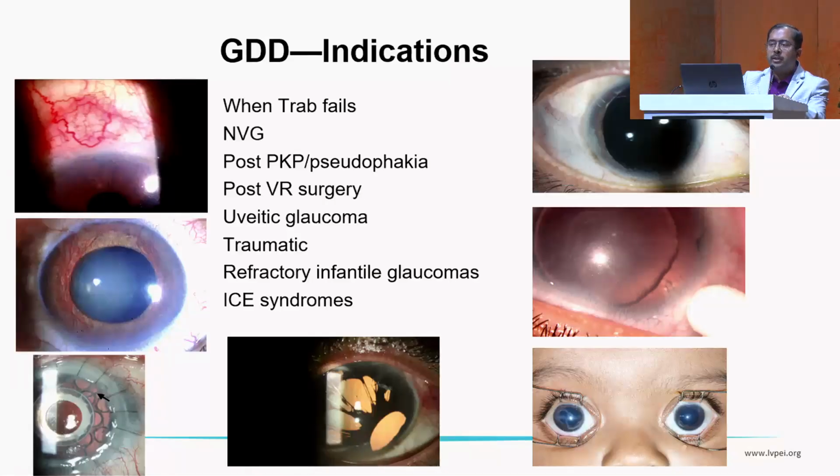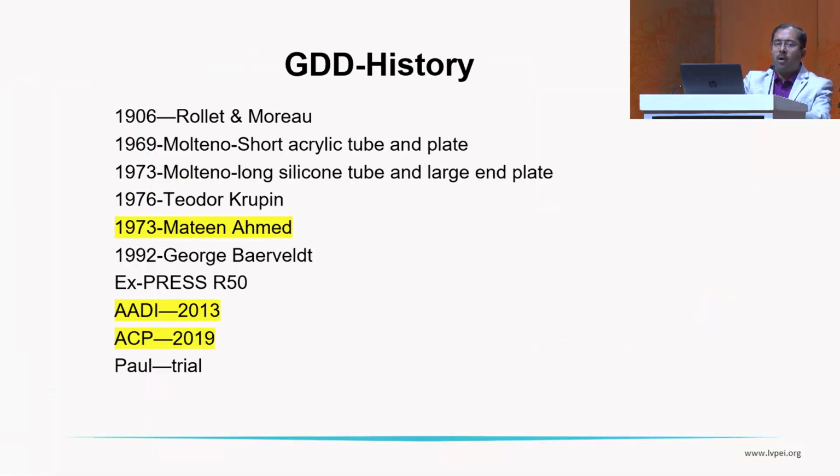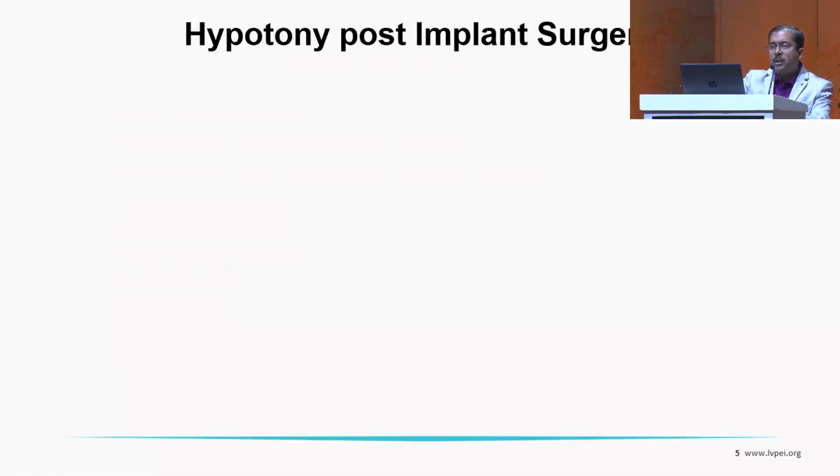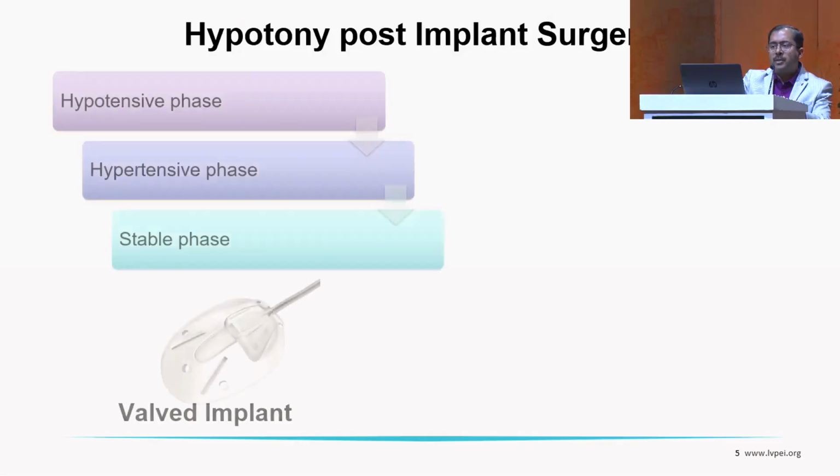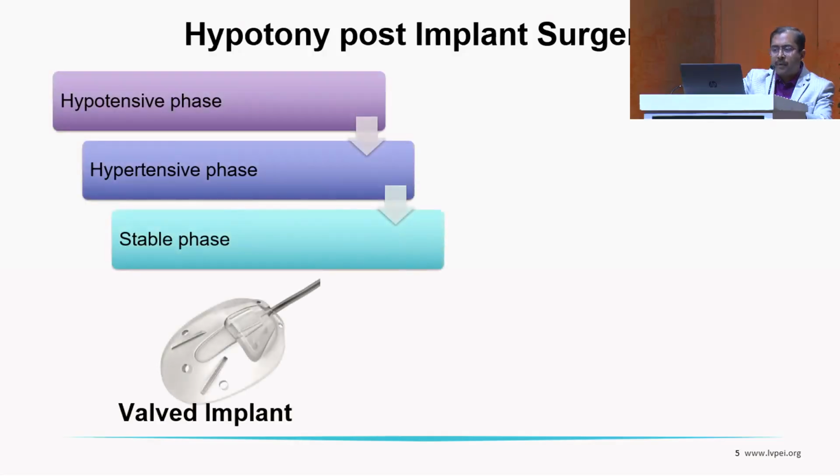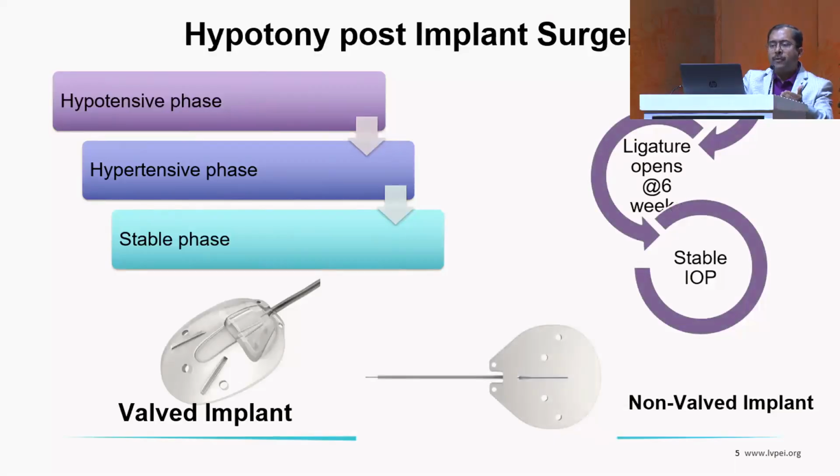the GDDs, like difficult glaucomas, such as neovascular glaucomas, failure of traps and other difficult glaucomas. The GDDs have evolved over a long history from 1906 to recent inventions like the Ahmed ClearPath and the Paul implants. Hypotony is one of the difficult challenges in post-implant surgeries, and different implants like the valved and non-valved implants have different clinical courses as far as hypotony is concerned.